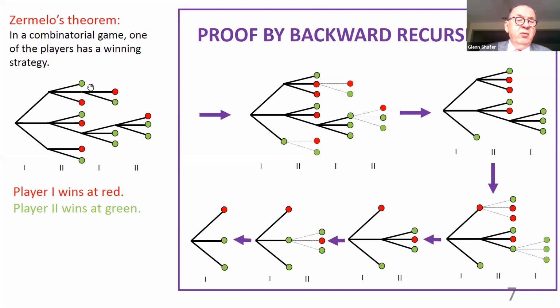When we looked at this game originally looking like this, it probably wasn't obvious to you who had a winning strategy. It wouldn't be to me. But when I study it a little bit, I see that player one, red, actually has the winning strategy.